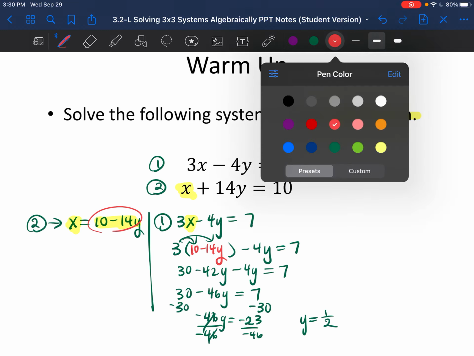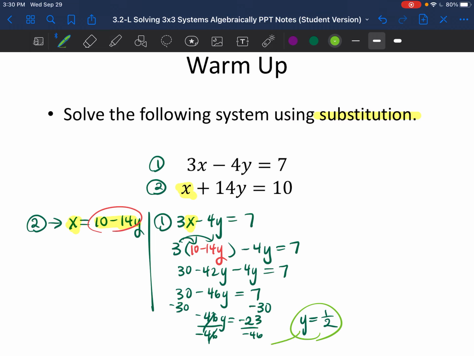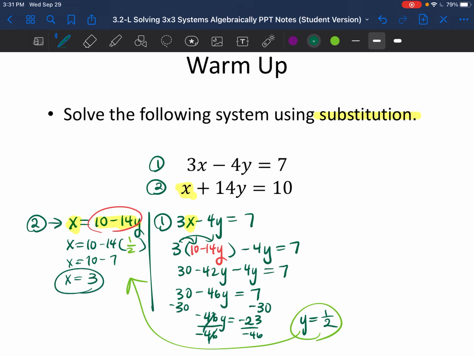Okay, and so once you have the y, you can substitute that back in over here. So x equals 10 minus 14y, which we know is 1/2. Oh, that's an ugly 2. 14 times 1/2 is 7. So x equals 10 minus 7, which is 3. And so our final solution here is 3, 1/2.